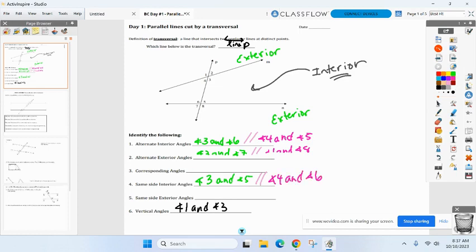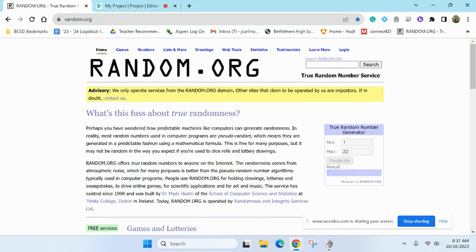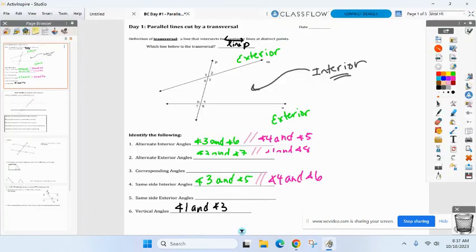Okay, one more. Same side exterior. Give me a pair you see on your diagram that would be same side exterior. 1 and 7, good work. Along with 1 and 7, 2 and 8. Okay, now let's go to this last one because it doesn't have alternate, interior, same side, alternate.